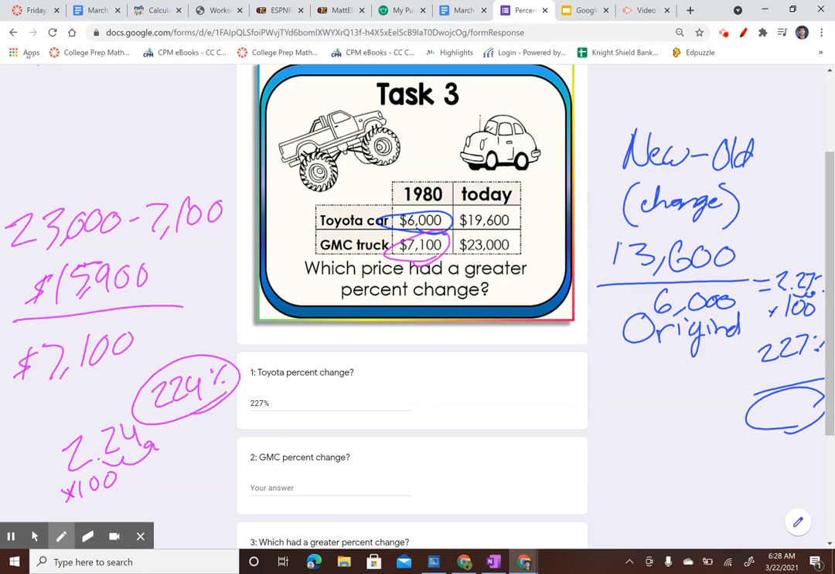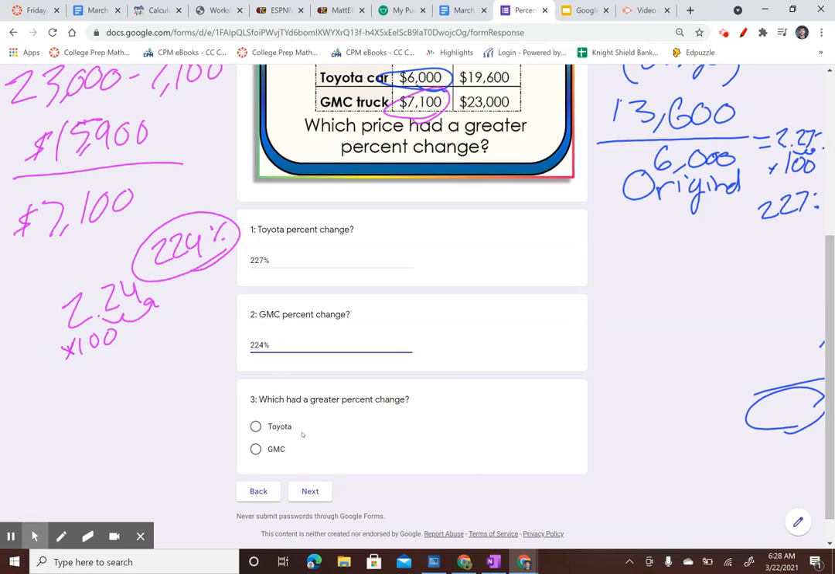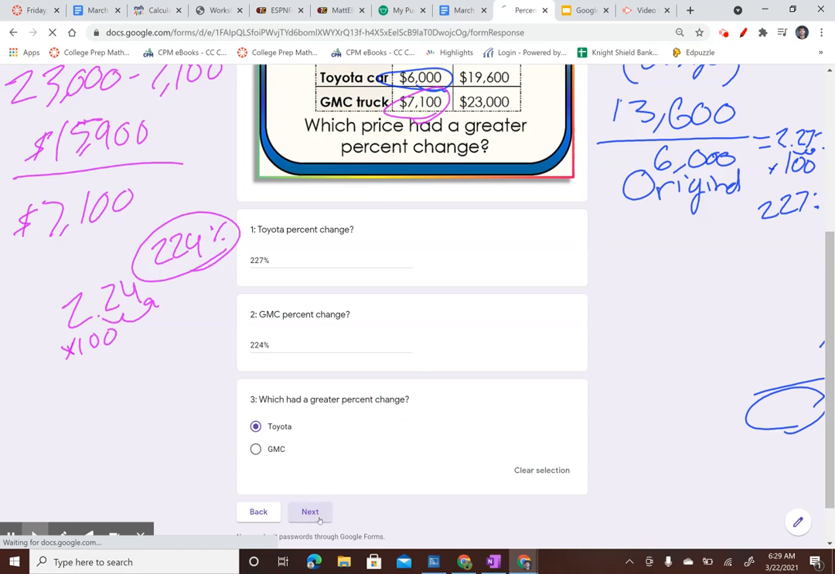So I'm going to put in my two percentages. Very, very close this time around, but we see that the Toyota percent change is just a little bit greater than the GMC percent change. But for the most part, it must be that cars have changed at the same percentage rate as one another compared to like common items like hot dogs and gallons of milk. So we're going to go with Toyota here, just barely, for the greater percent change.